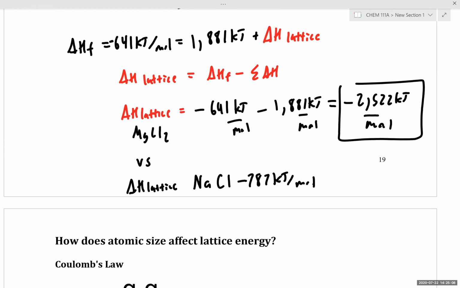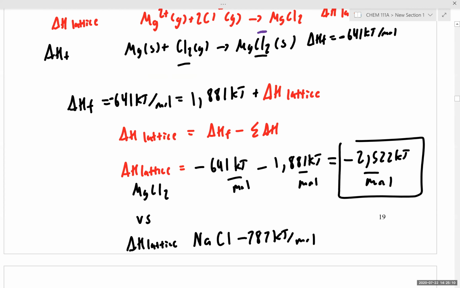So my question to you is, any questions so far? Does this process make sense for calculating the lattice enthalpy? Is everyone comfortable with the Born-Haber cycle?